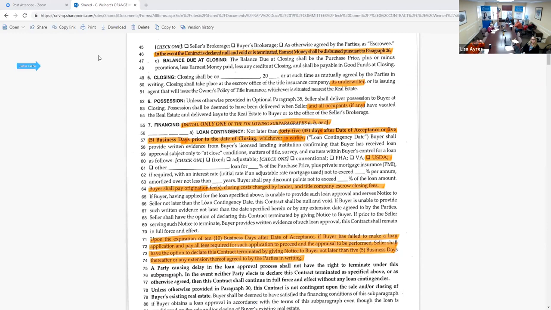Then on line 71, we say, upon the expiration of 10 business days after the date of acceptance, if buyer has failed to make a loan application and pay all the fees required for such application to proceed and the appraisal to be performed, seller shall have the option to declare this contract terminated by giving notice to the buyer not later than 5 business days thereafter, or any extension thereof agreed to by the parties in writing.